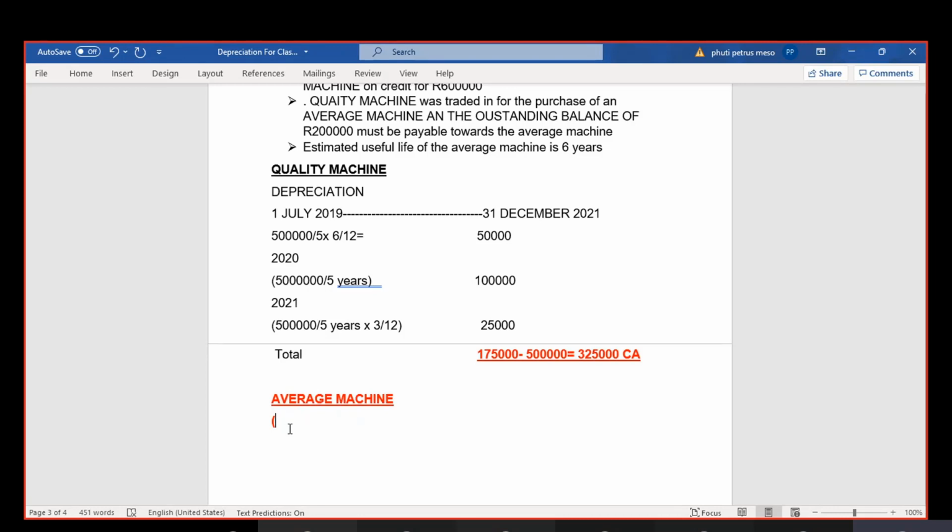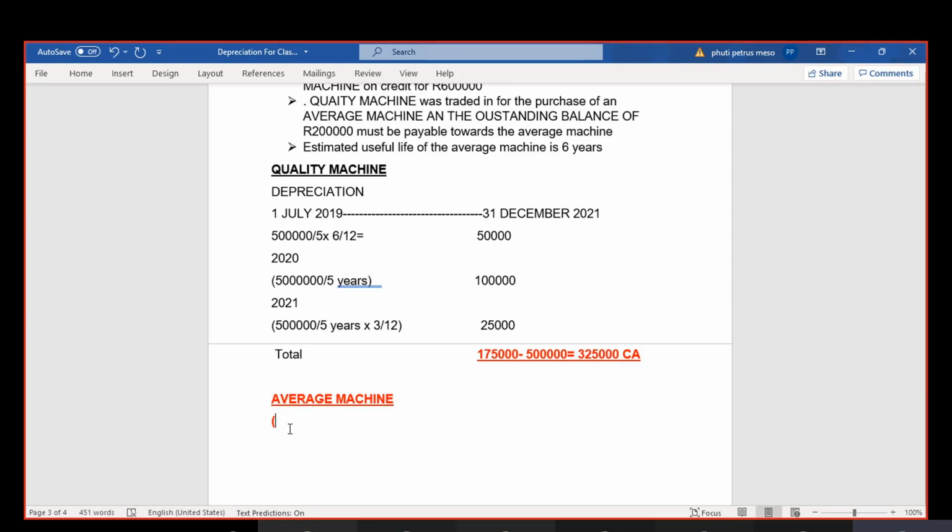So what the dealership normally does is say, okay, you do qualify, then we can take the BMW, but they're going to look at how much you still owe on your existing car. So they would say, you're left at 200 grand on the BMW, but the Mercedes-Benz is worth 400,000 rand. Then they take those two figures and consolidate them to form one cost. That's basically what it's saying. Pretty much, as the quality machine doesn't produce enough for the fair value, as they have decided to trade it in, they still owe 200,000 rand on the quality machine. It's going to be combined with what you are buying, which is called the average machine.